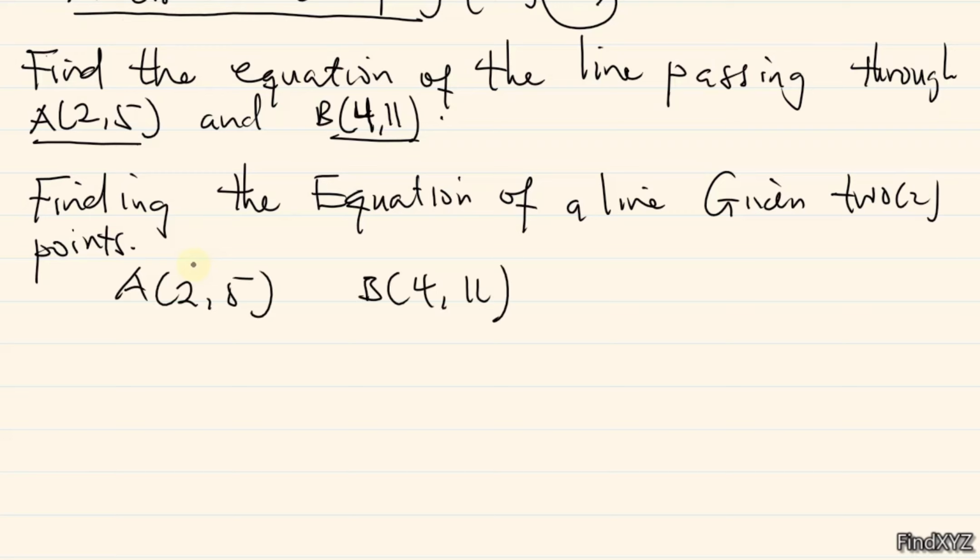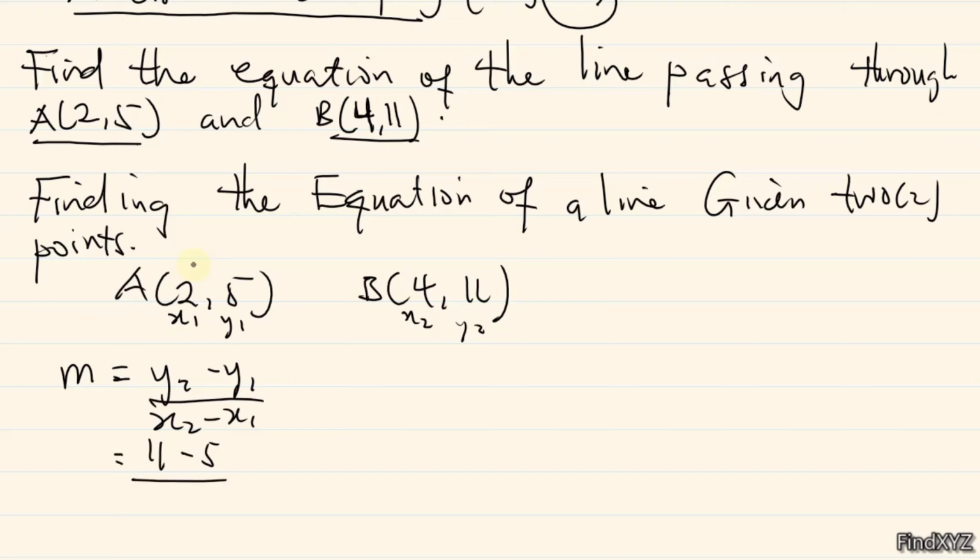So let me write the points. Whenever you are asked to find a gradient, it is always advisable to label your points. So I'll label point A as x1, y1 and point B as x2, y2. Now gradient is change in y over change in x. So y2 minus y1 over x2 minus x1. So let's substitute in our values. What is y2? 11 minus 5 all over 4 minus 2. Let's simplify. What is 11 minus 5? That is 6. What is 4 minus 2? That is 2. How many 2 are in 6? That will give us 3. So the gradient is 3.